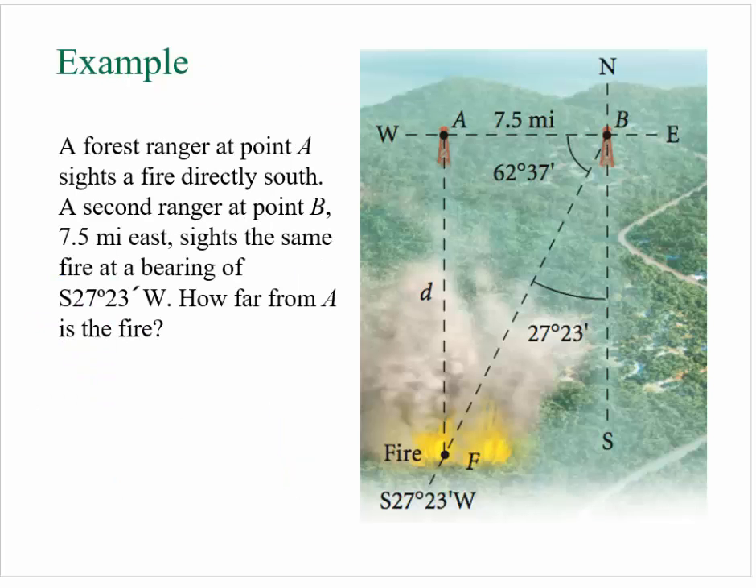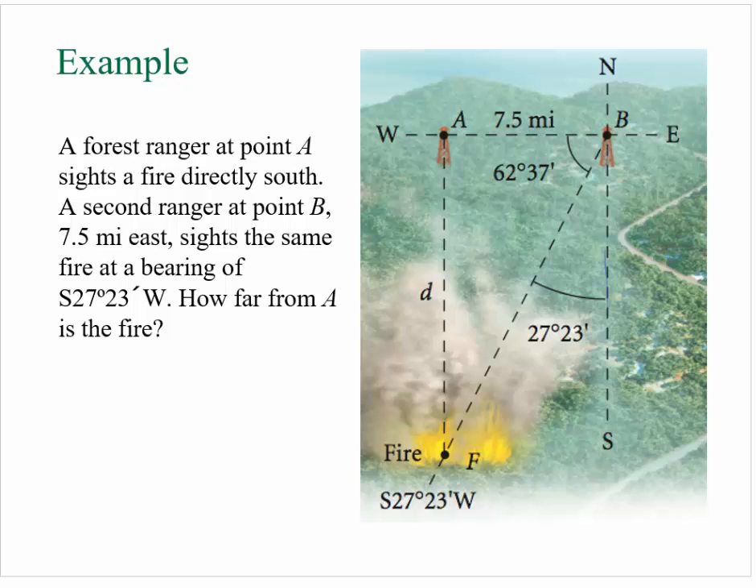So if I read this example, it says a forest ranger at point A sights a fire directly south. A second ranger at point B, okay, so here's A and here's B, which is 7.5 east, so that's the distance between A and B, sights the same fire. So here's the fire. How far from A is the fire? So we're trying to find this distance here. And we're told that the sighting from B is south 27 degrees and 23 minutes west.